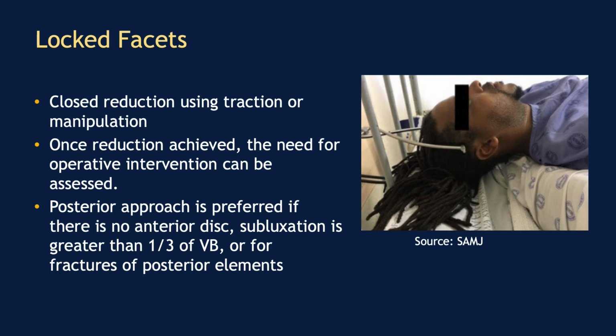Here we can see an example of closed reduction using traction manipulation. Once reduction is achieved, the need for operative intervention can be assessed. Posterior approach is preferred if there's no anterior disc, subluxation is greater than 1/3 of vertebral body, or for fractures of posterior elements.